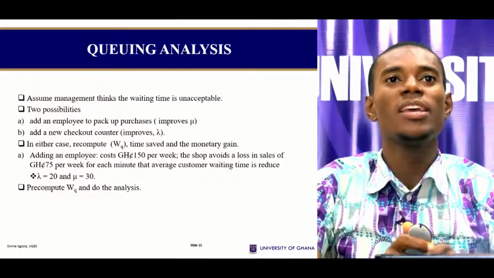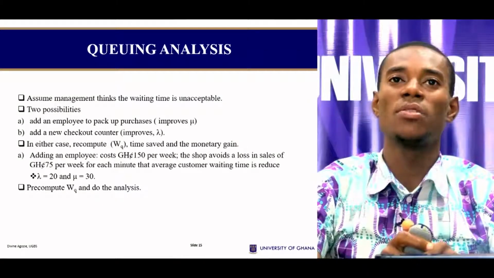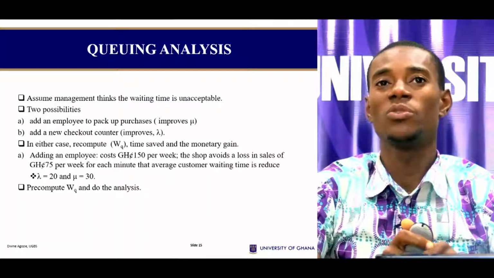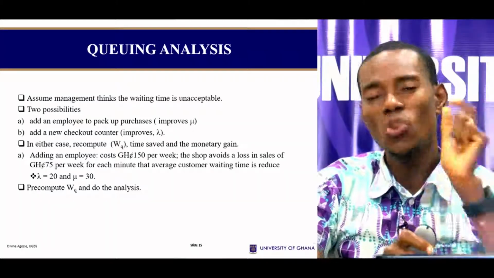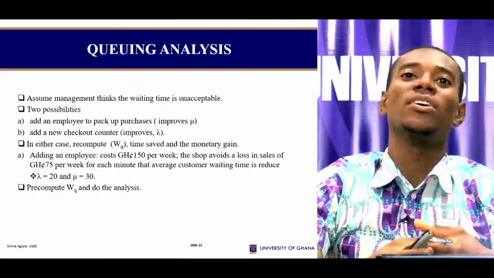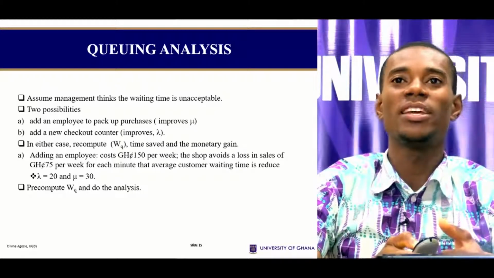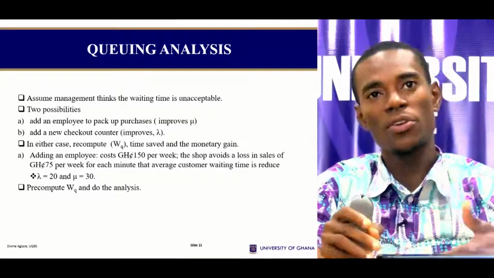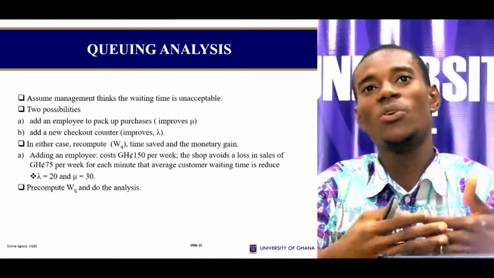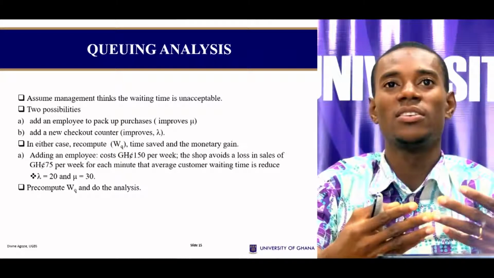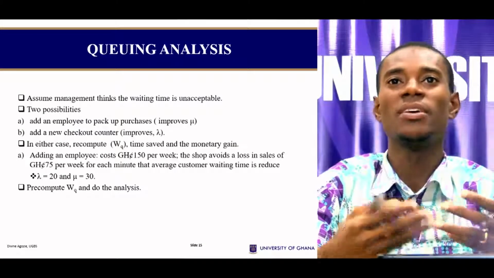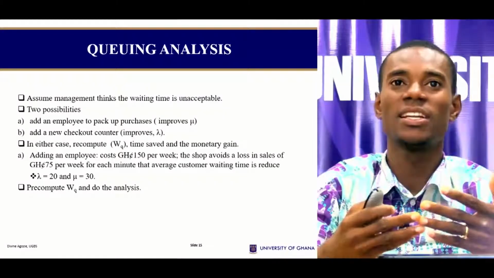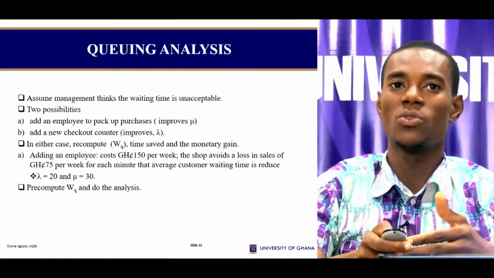So in either case, we compute our WQ. By now, we should all know that that's the time it takes to wait in the queue, not in the system, but in the queue. Now, time saved and the monetary gain. We'll compute our WQ, compare the current WQ to the previous one, see the difference, and see whether we would have saved some time. And then we'll look at the monetary gain, do the cost and benefit analysis, and see whether it's worth doing or not.